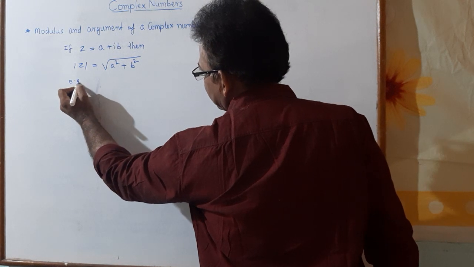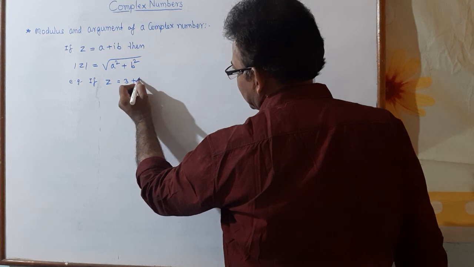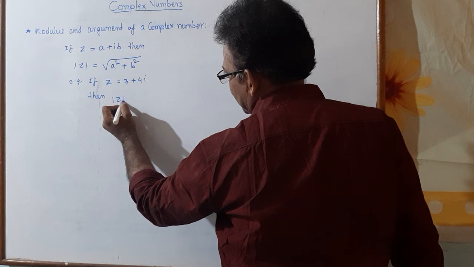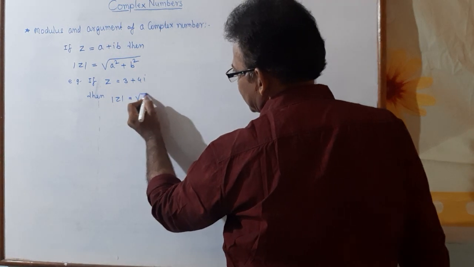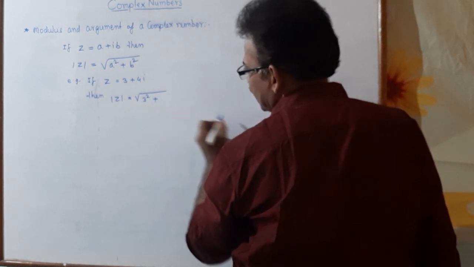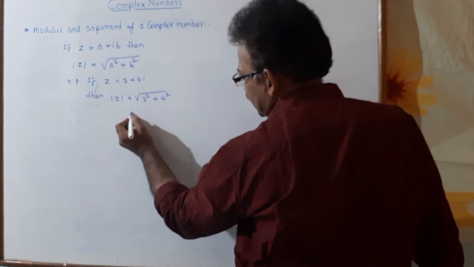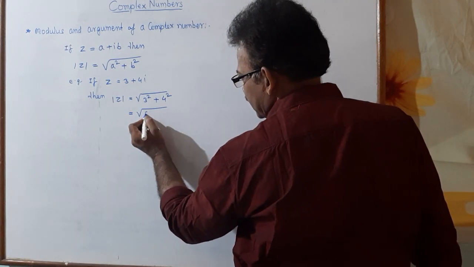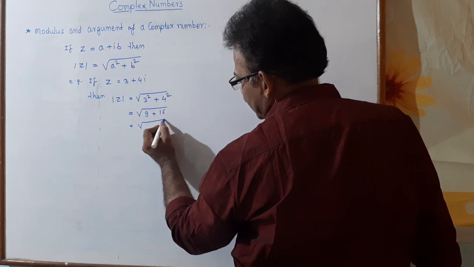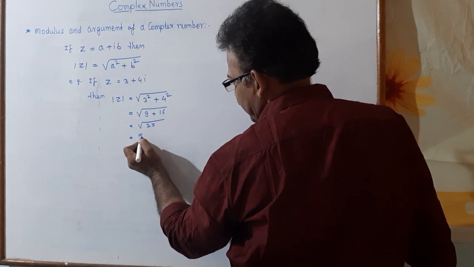For example, suppose z equal to 3 plus 4i, then mod z, or modulus of z, equals by formula the square of the real part, that is 3 square, plus the square of the imaginary part, the coefficient of i, 4 square. So it is equal to square root of 3 square means 9 plus 4 square 16, square root of 9 plus 16 is 25, and the square root of 25 is 5.